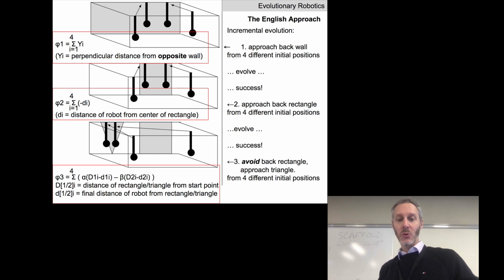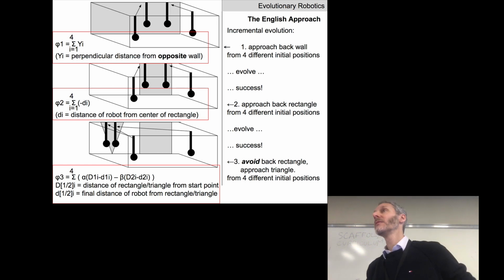It always goes towards, it maximizes the distance from the rectangle. That's all it cares about, right? It's the coward. Wherever you put it, it'll go in the opposite direction from the rectangle. If we set alpha to 0, and we set beta to 1, and run the evolutionary algorithm, what happens?